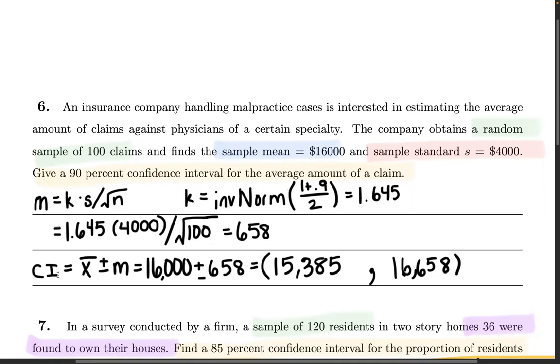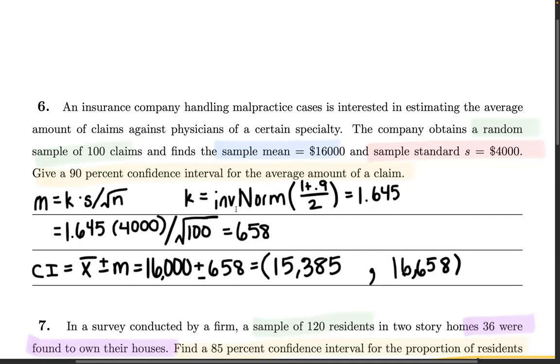So for our confidence interval, we are going to do X bar plus and minus M. So first, what is our M? Our M equals K times S, our sample standard deviation, divided by the square root of N. So first we have to find what K is, so we can input that here.